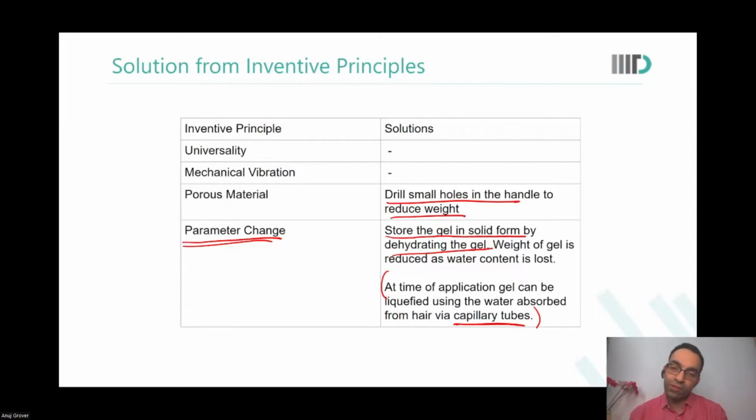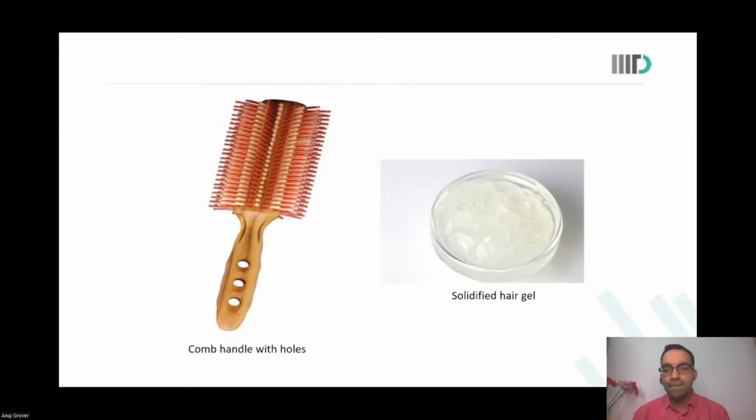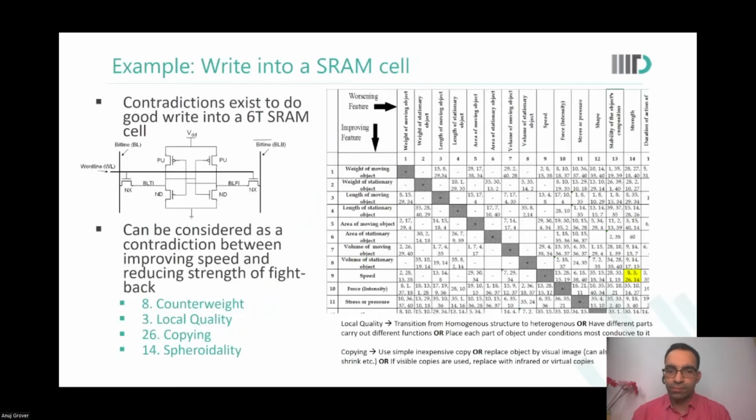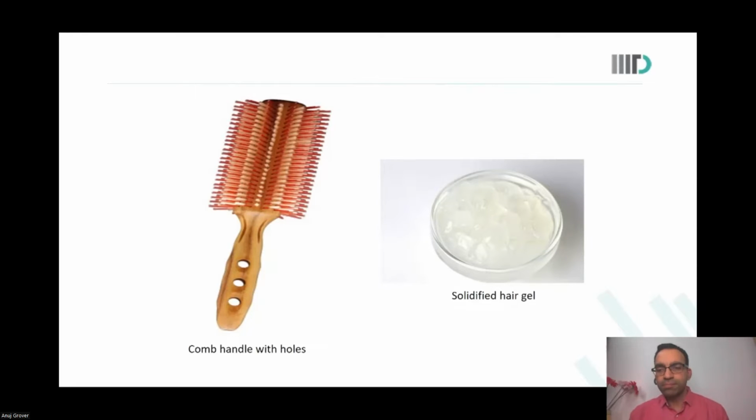Okay, so you're using the water in the hair itself to comb your hair. Now there's a lot of gel material which can be stored without increasing the weight of the comb. So solidified hair gel is used instead of liquid gel.